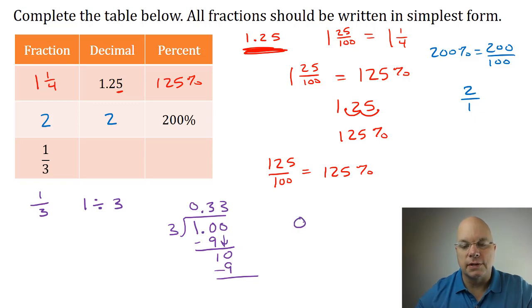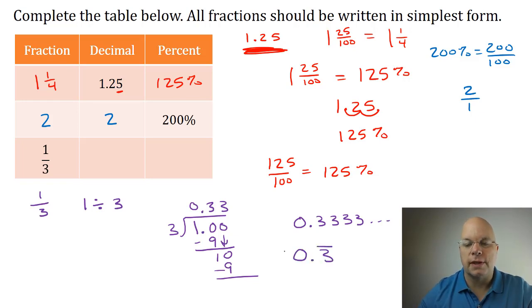So as a decimal, it's 0.3333 forever. And you can express that with bar notation this way. That tells you that the 3 repeats. So 0.3 repeating as a decimal.